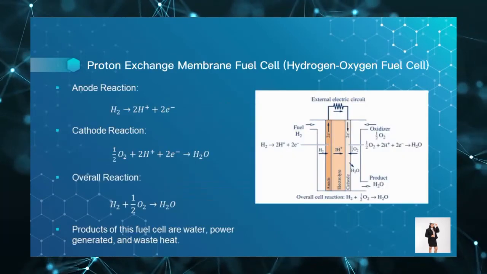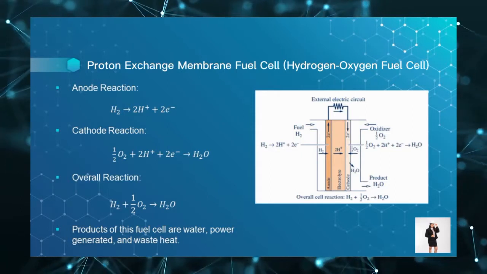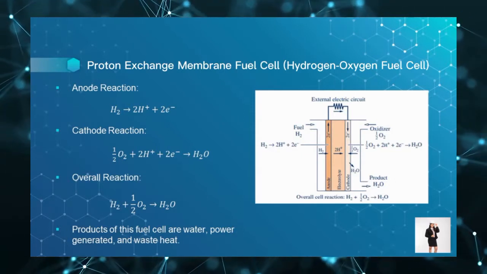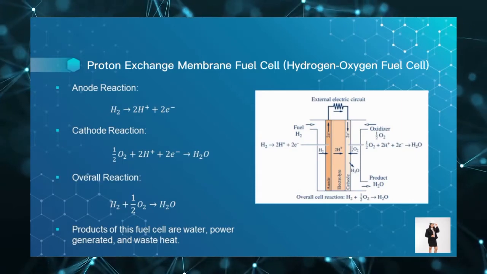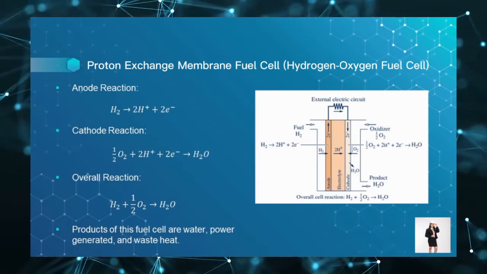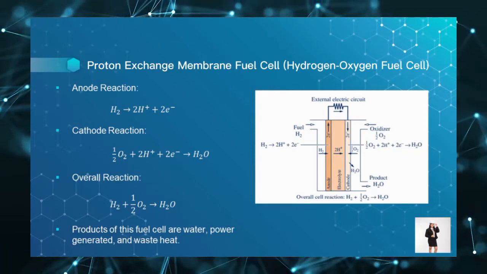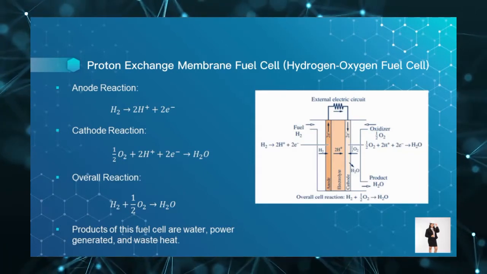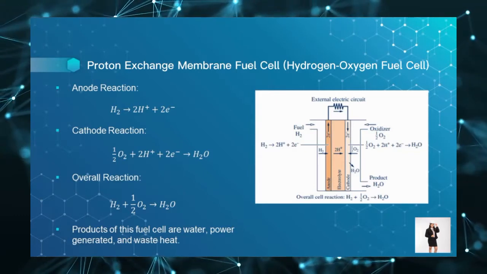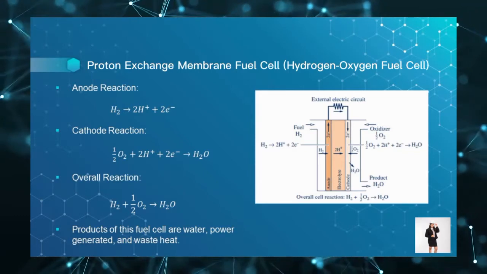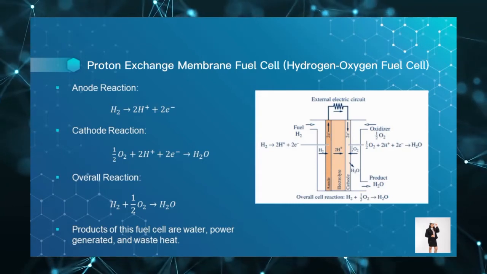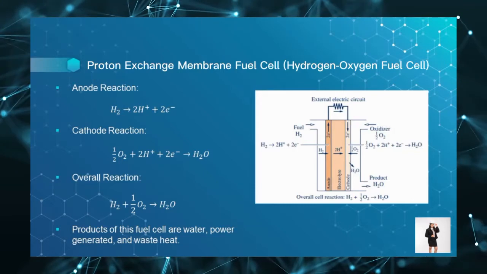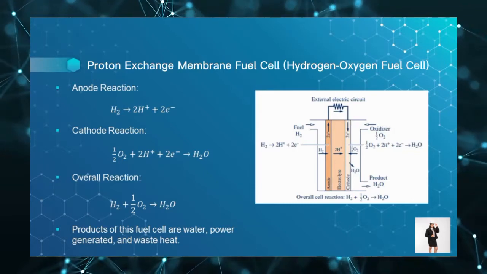An example of a proton exchange membrane fuel cell is shown in this illustration. This is a fuel cell that operates with hydrogen as fuel and oxygen as the oxidizer. A hydrogen-oxygen fuel cell consists of two electrodes, the anode, which is on the left side, and the cathode, which is on the right side. In between these two electrodes is the electrolyte, which allows the protons to pass going to the cathode.